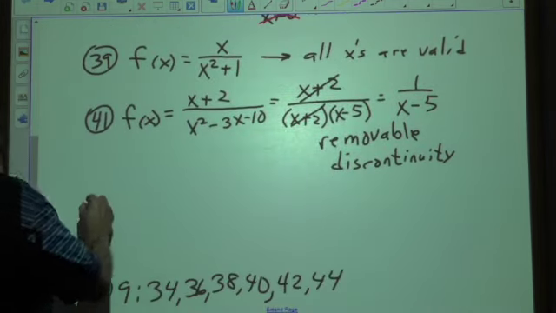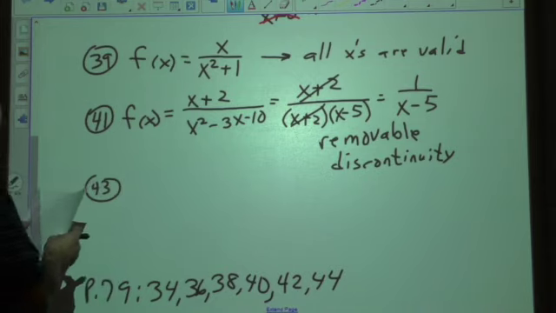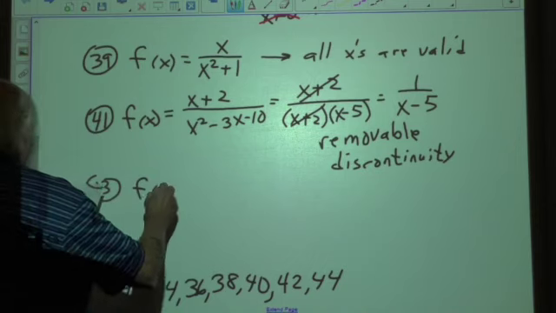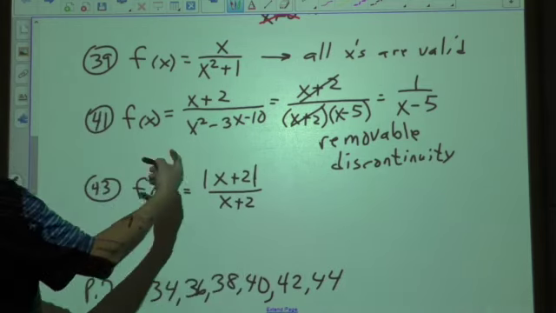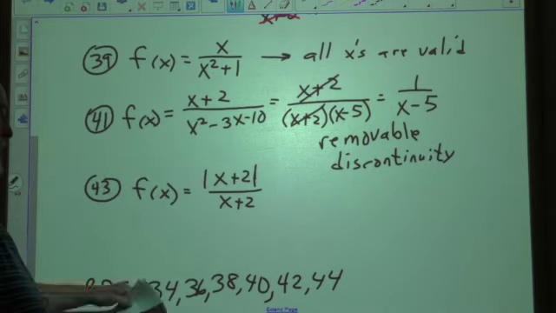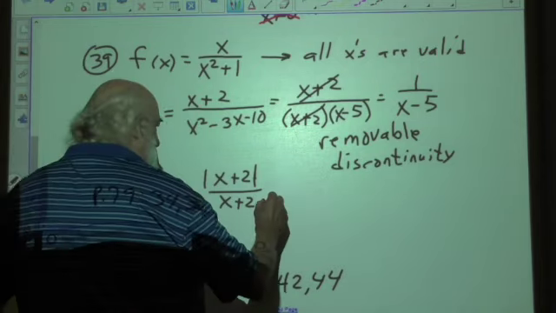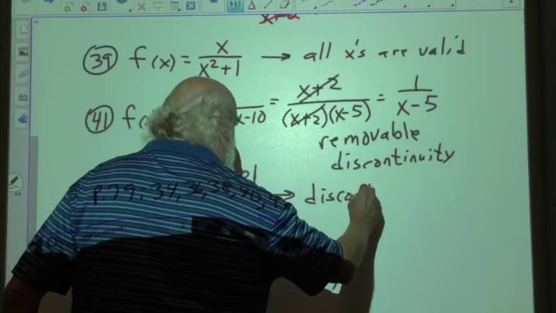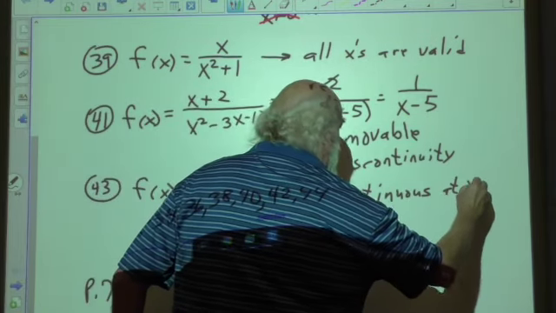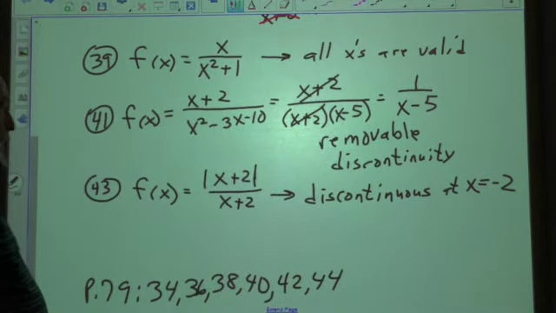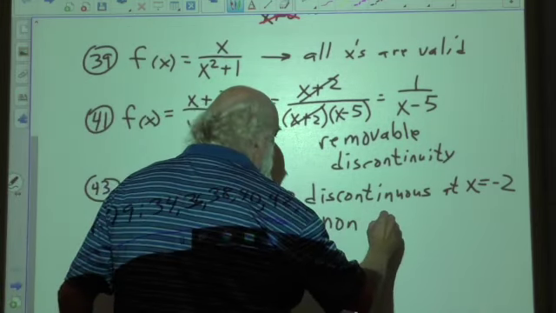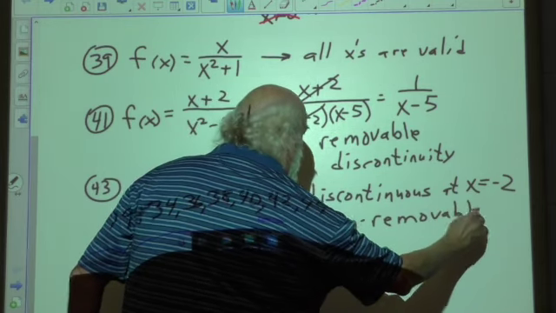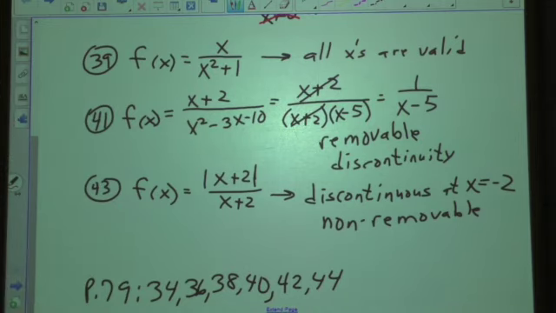And the last one, f of x equals the absolute value of x plus 2 over x plus 2. Well, these are not factorable because of that absolute value sign right here. This is going to be discontinuous at x equals negative 2, and there's no way we can counter that with anything in the numerator. So this is non-removable. Okay, so that gives you some direction of what to do with these. Go ahead and do these 6 problems for practice. Good luck.